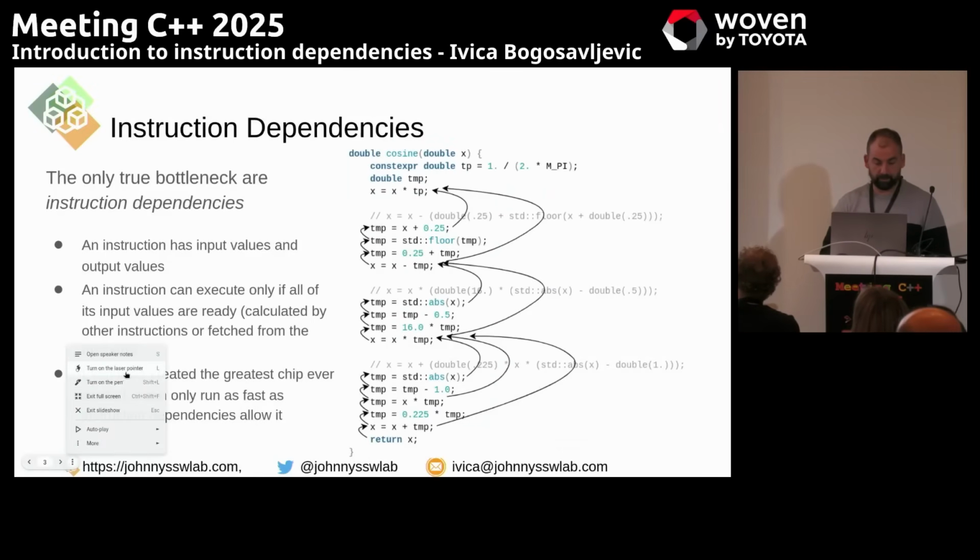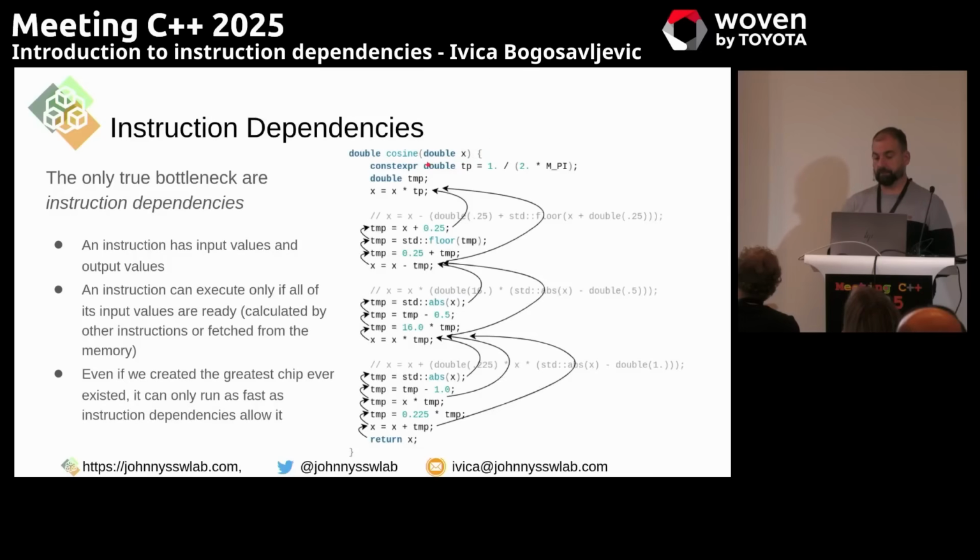Here is one example. This is a function called cosine, and you see here certain statements that you need to calculate this cosine. This function gets the argument x, and then it multiplies x by TP, and then stores the result. And then it calculates TMP equals x plus 0.25, and then stores the result. If you look at these statements, you see that some statements depend on the previous statements. For example, the statement x equals x minus TMP depends on the previous one, which is 0.25 plus TMP. And that one depends on the previous one, and that one depends on the previous one.